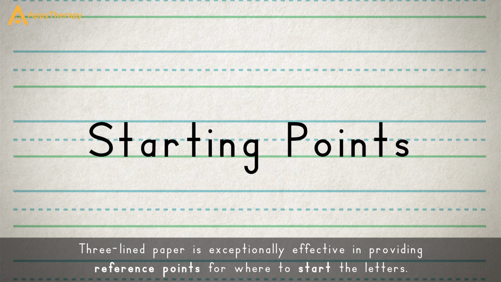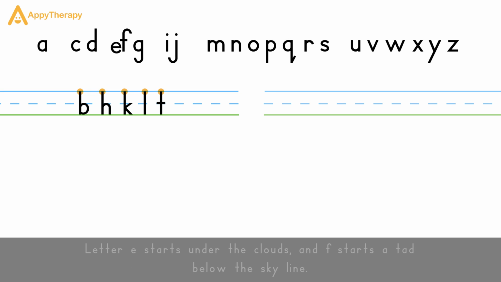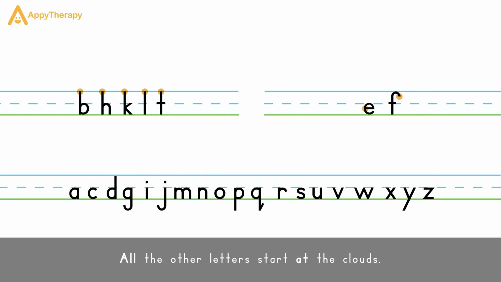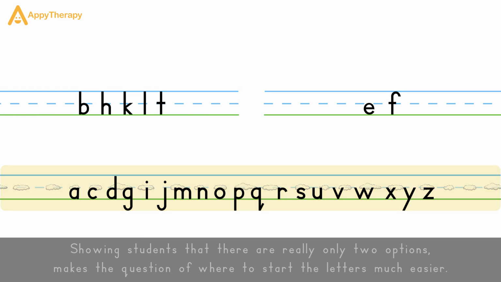Three-lined paper is exceptionally effective in providing reference points for where to start the letters. Letters B, H, K, L, and T start at the skyline. Letter E starts under the clouds, and F starts a tad below the skyline. All the other letters start at the clouds. Showing students that there are really only two options makes the question of where to start the letters much easier.